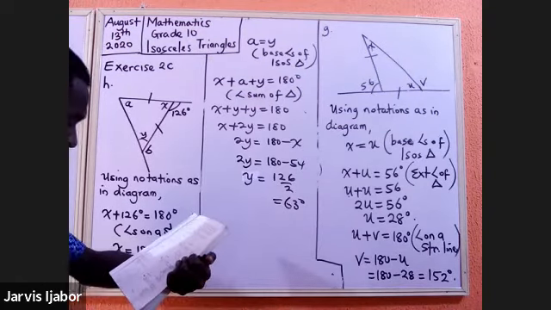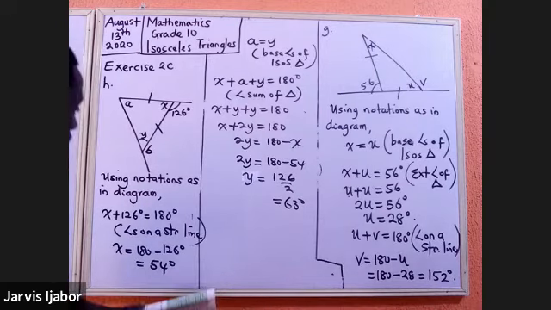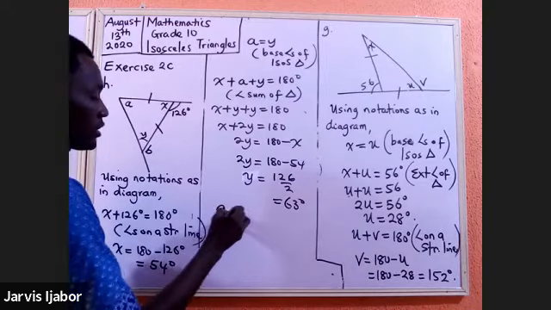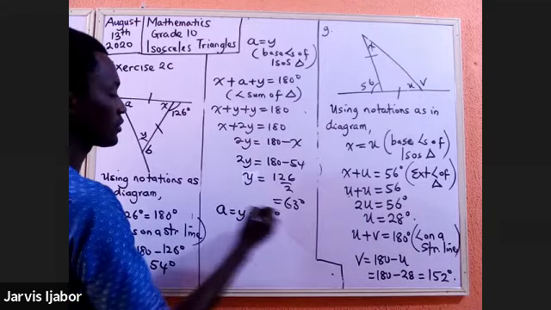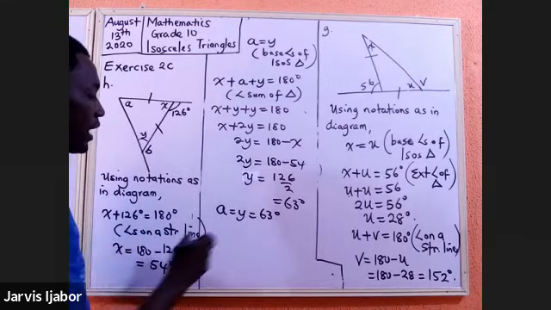Remember, what were we looking for? Oh, we're actually looking for A. All right, so A is equal to Y is equal to 63 degrees. All right, so we know A. How do we get B now?